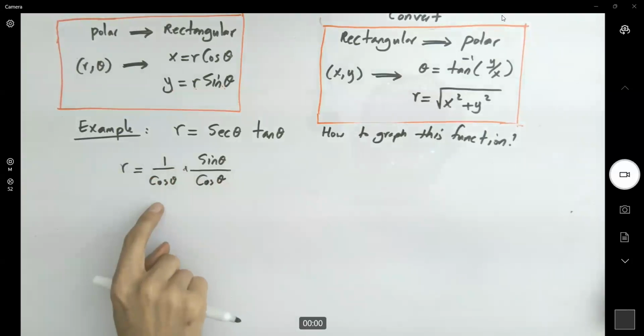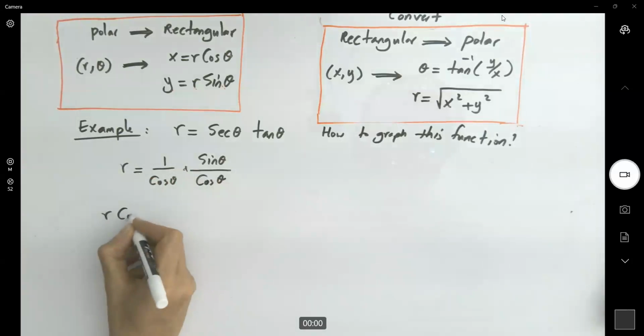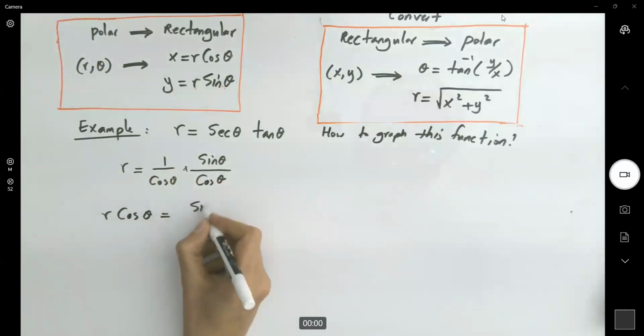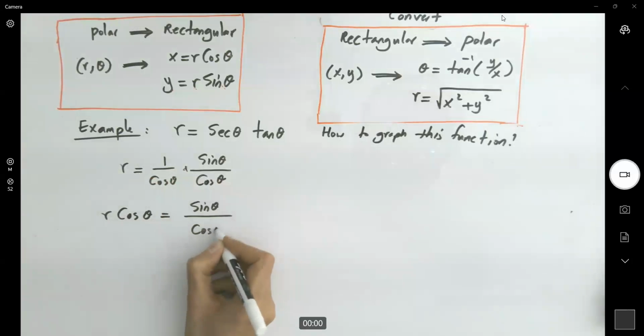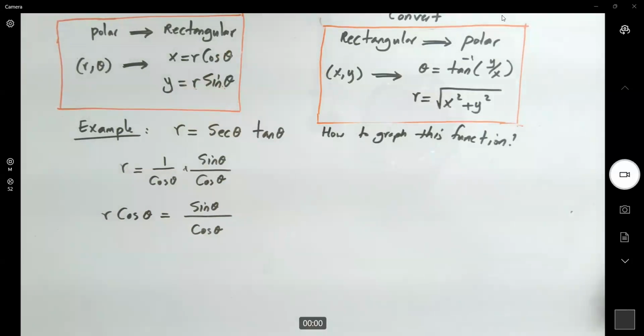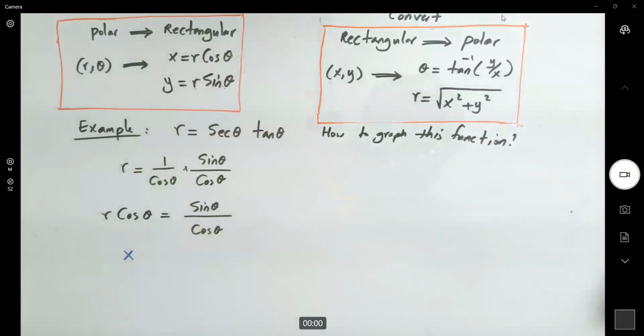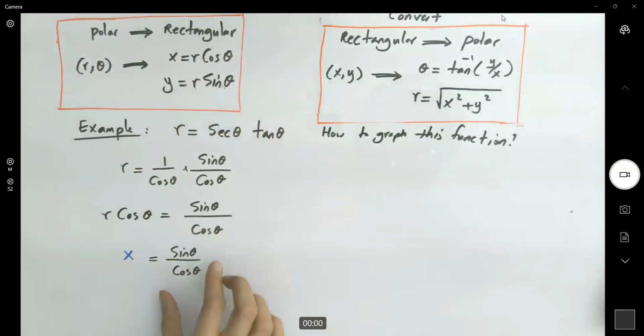You might say that if I multiply both sides by cosine, I have r cosine theta equals sine theta over cosine theta. But r cosine theta is x on the other side. Using the definition, r times cosine theta is defined as x. But on the right-hand side, I still have sine and cosine. Somehow, I need to try to get rid of these two.